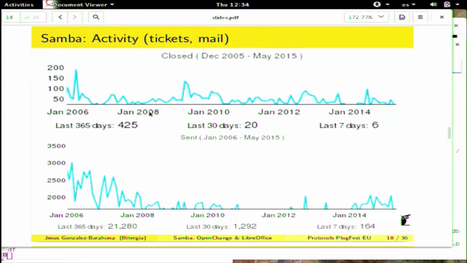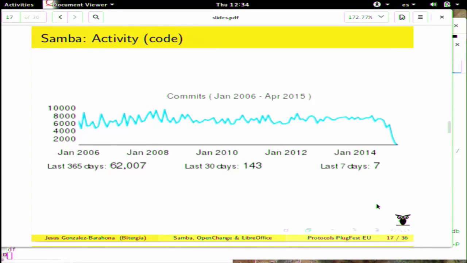And please realize that we are starting to measure here in 2006. So this is like more than 10 years of the project. So this is a long time for being that stable, in the case of mailing lists. But if you come back to activity, it's again the same.